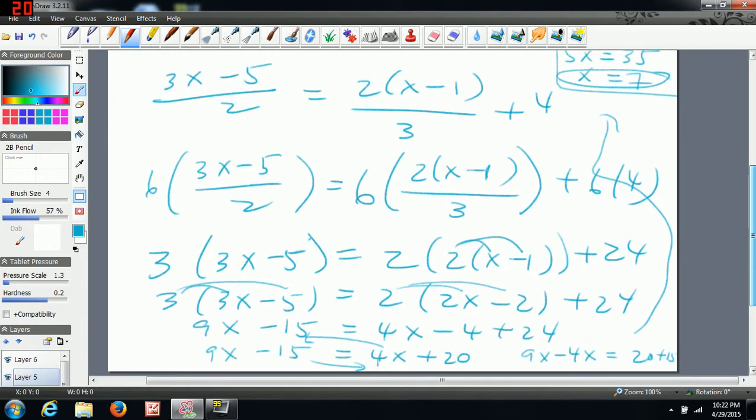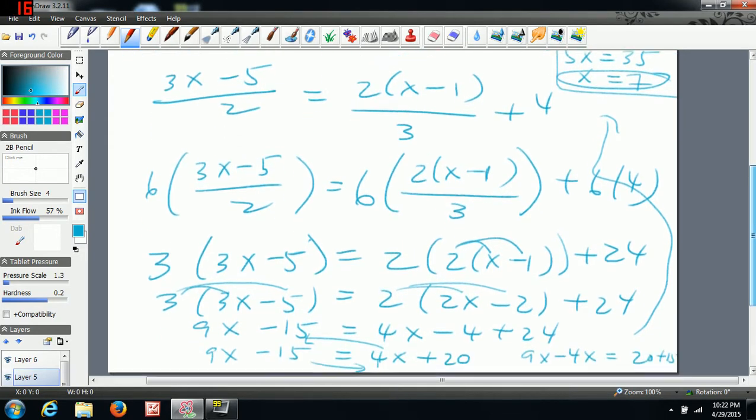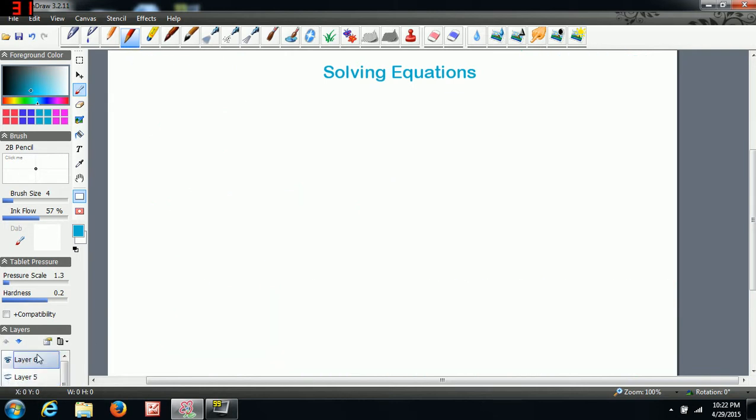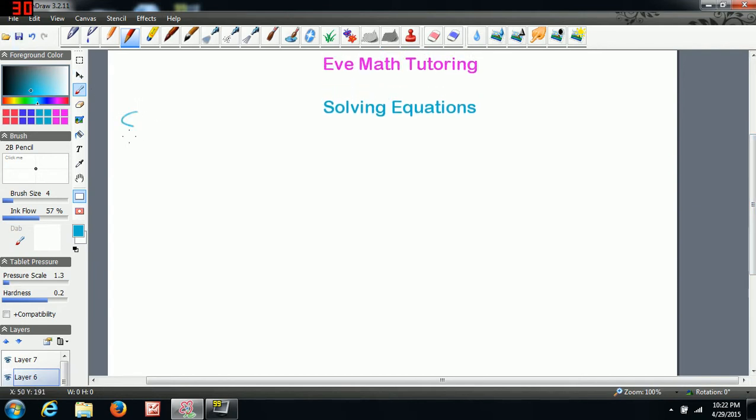There are other ways to solve equations like I was mentioning before. Okay, so let's try a few more examples. Let's try the following one. So solve for x.